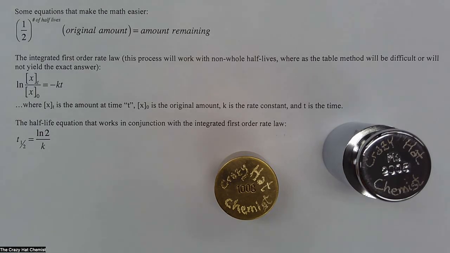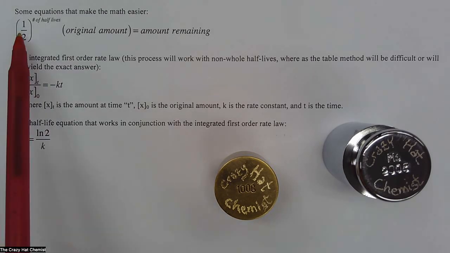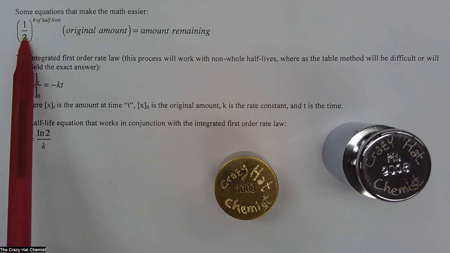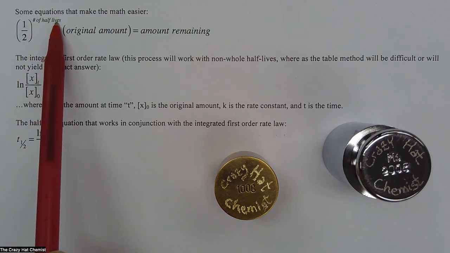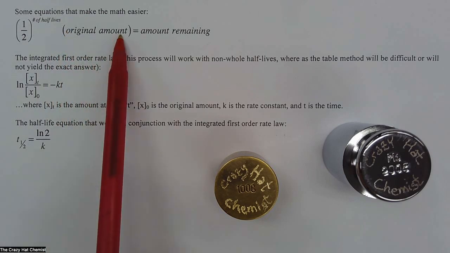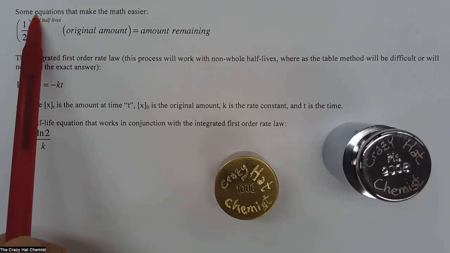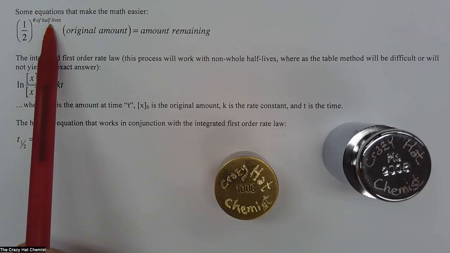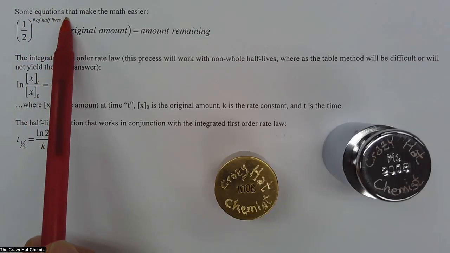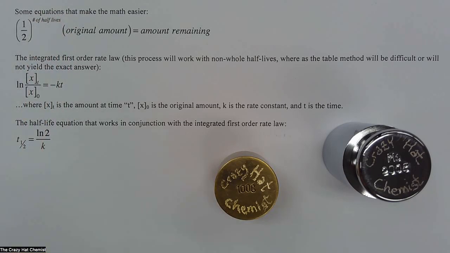This is what the vast majority of students use, and it is this equation here. It's 1/2 to the power of the number of half-lives times the original amount is equal to the amount remaining. So making sure that this power right here is the number of half-lives. It's not the half-life time, it's the number of half-lives. Okay. The second possibility is the integrated first order rate law in conjunction with the half-life equation.